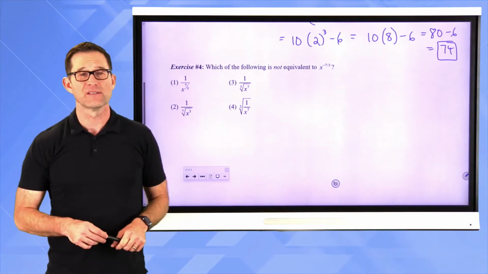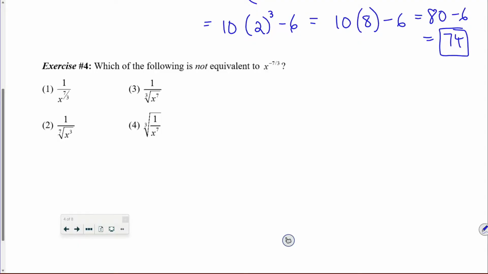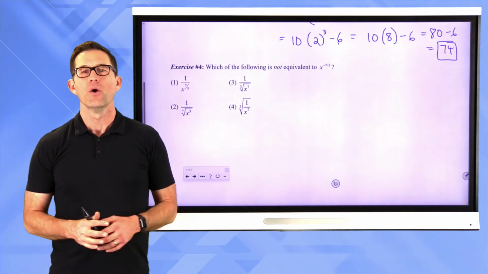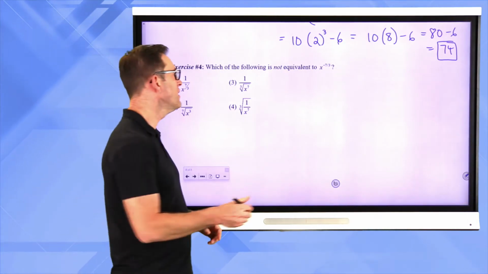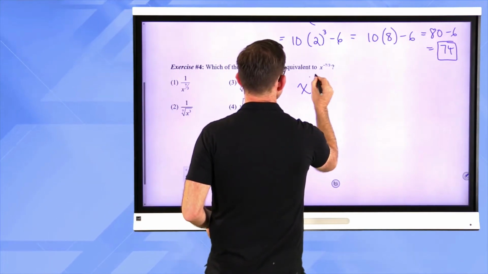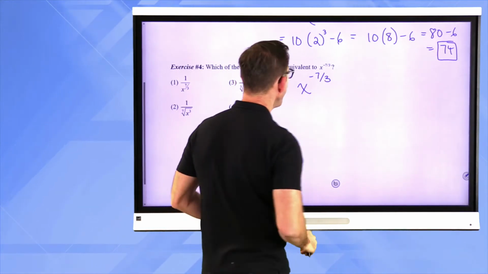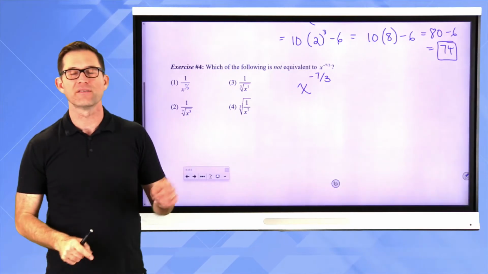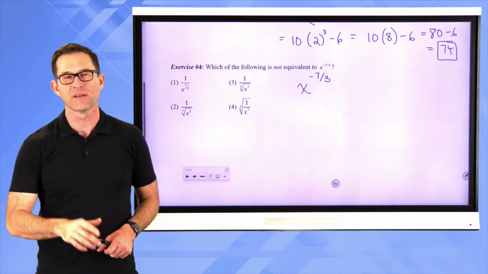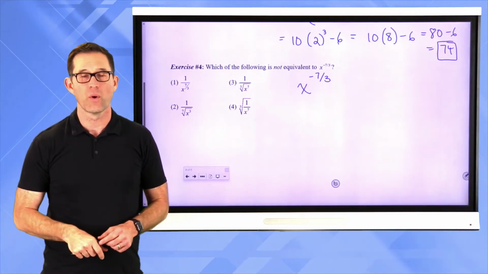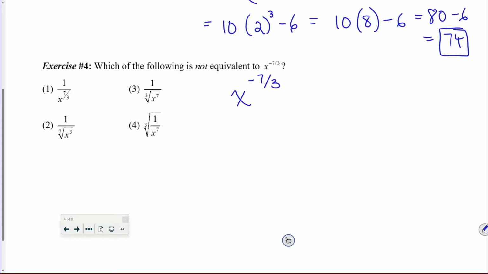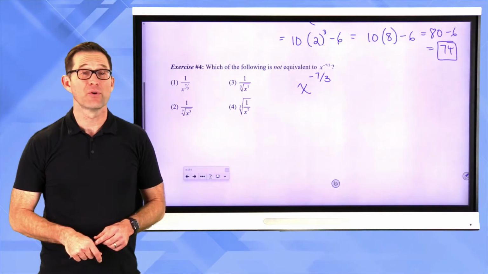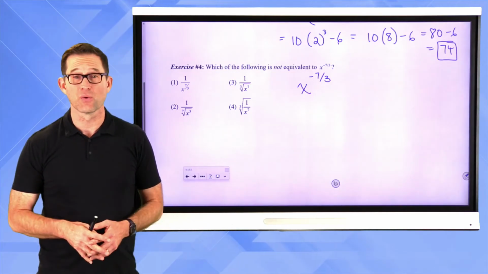Let's take a look at exercise number 4. Which of the following is not equivalent to x to the -7/3? All right, well, I'd like you to play around with each of these choices and see if you can figure out only one of them is not equivalent to x to the -7/3. See if you can figure out which one it is. Well, watch as I produce all 3 that it is equivalent to.